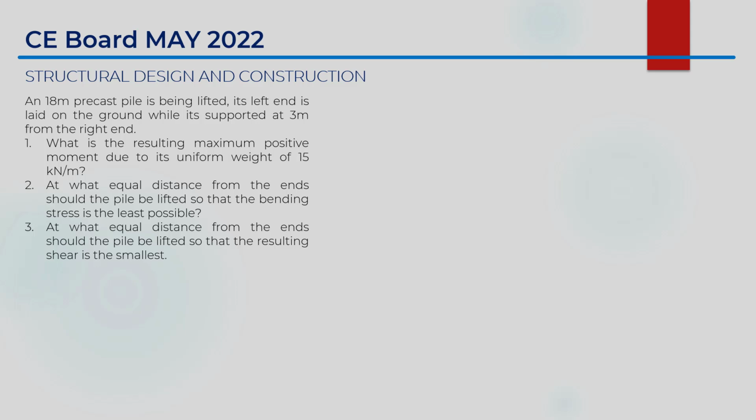So what is the drawing? Let us first illustrate that precast pile. Since it is an 18-meter precast, this would be possible for bridges. It would be a girder, something like that.